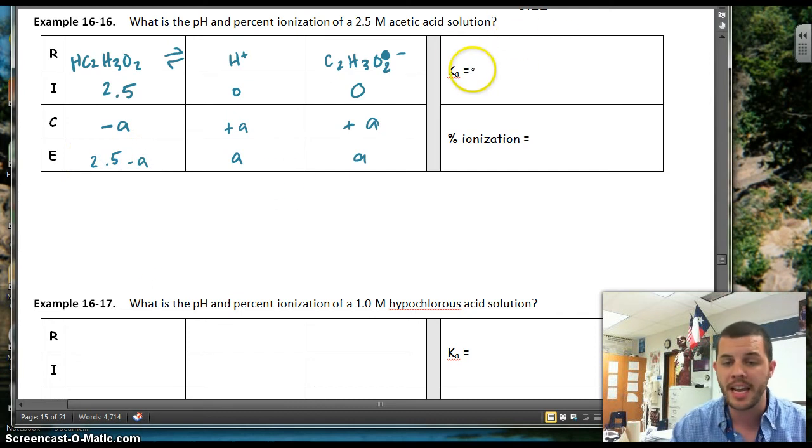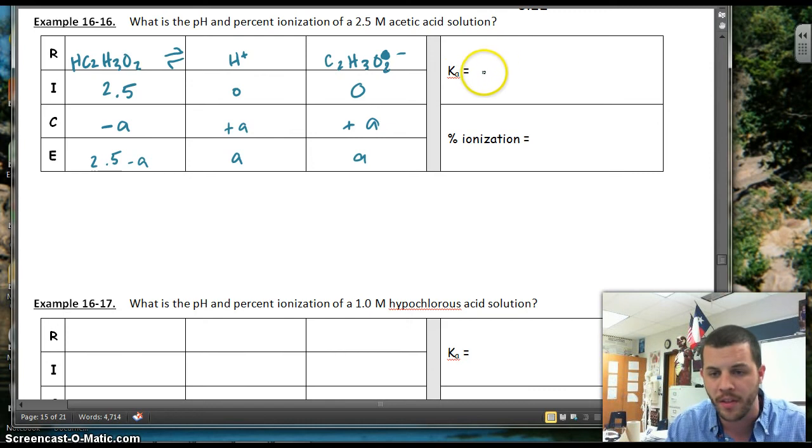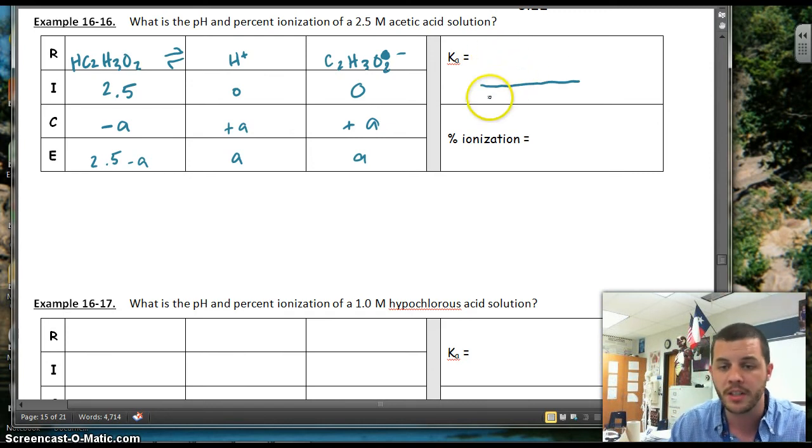So now my Ka expression is going to be, remember for our K expressions, K sub EQ and all that, we're going to do products over the reactants. The concentration of the products over the concentration of the reactants.